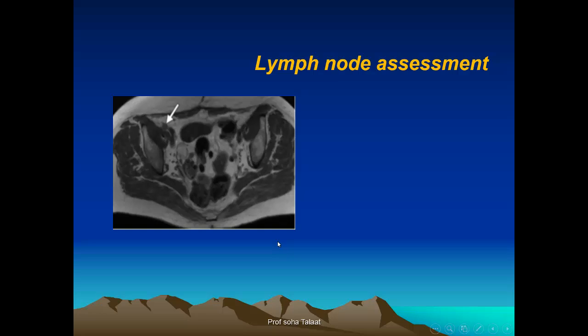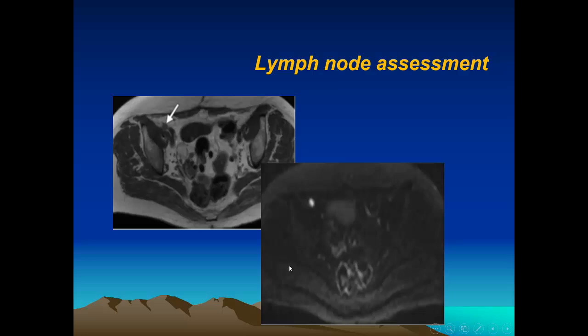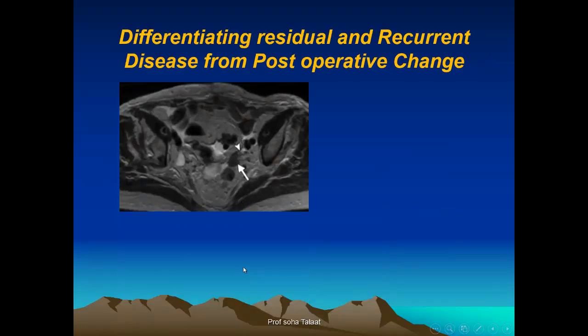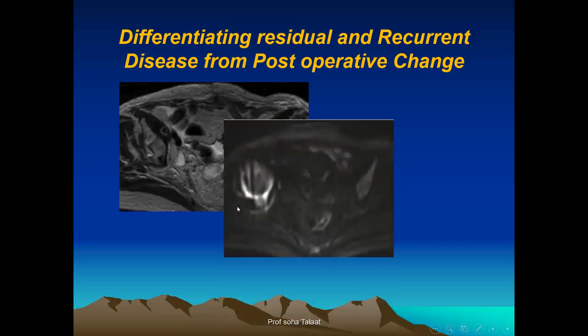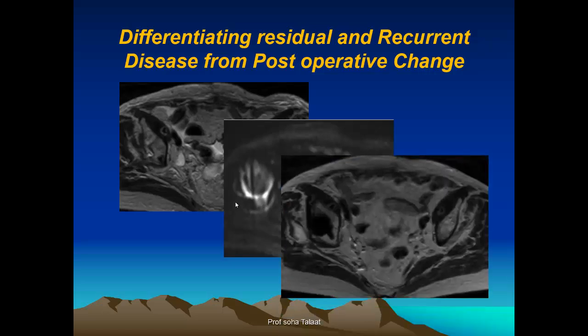Lymph node assessment. This is another small lymph node which is restricted. So we have to report it, although it appears subcentimetric, because it has no lucent hilum and it is restricted in diffusion, so it warrants being taken into consideration. Differentiating residual from recurrent disease is very important. This lesion appeared in a case coming for follow-up, but on doing diffusion, it is not restricted, so this is just fibrosis.